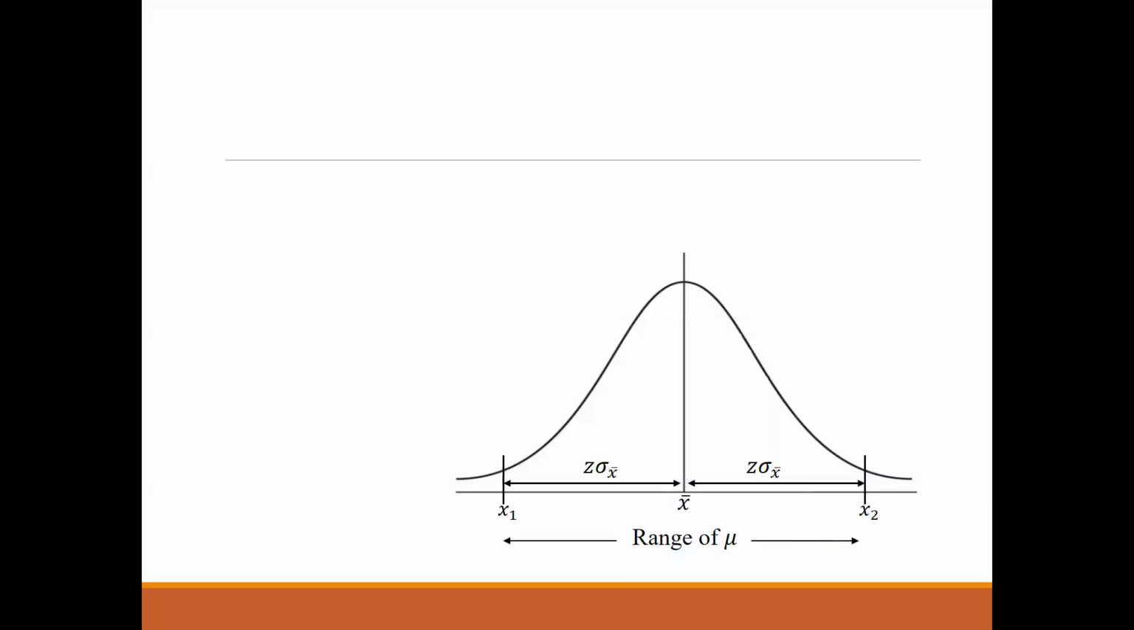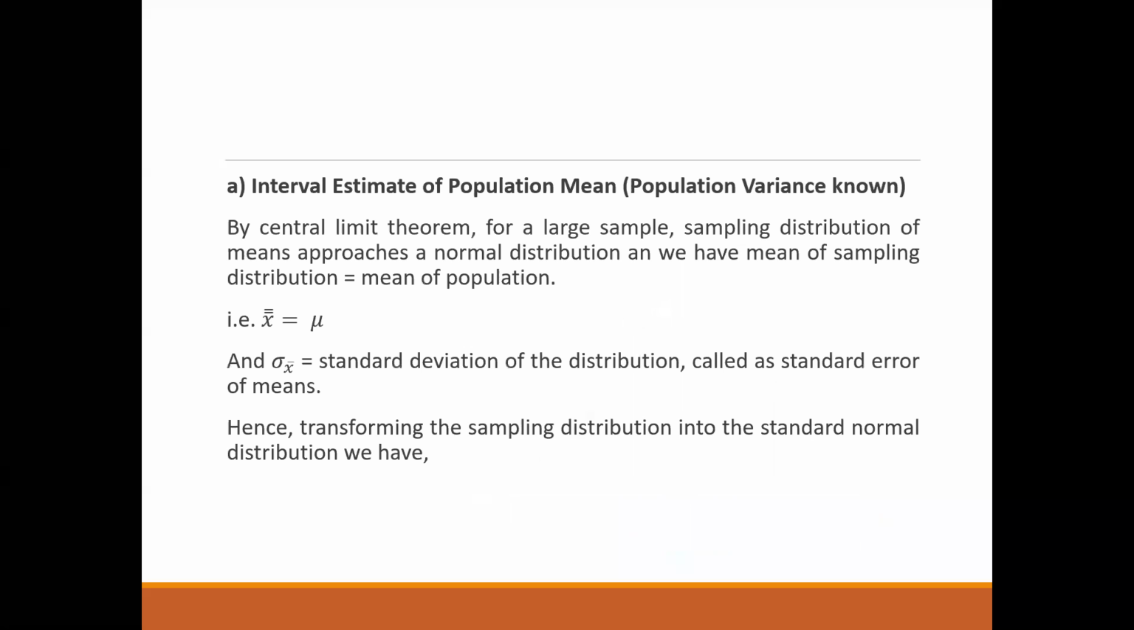As we have already seen, in case of samples of a larger number, greater than or equal to 30, we can consider it to be a normal curve. Fine, let us go back.